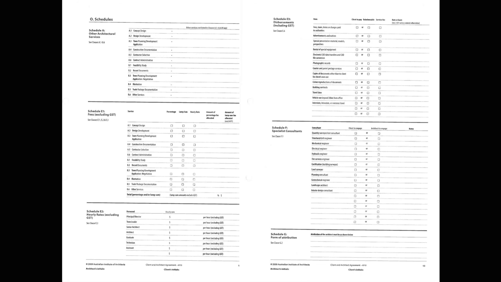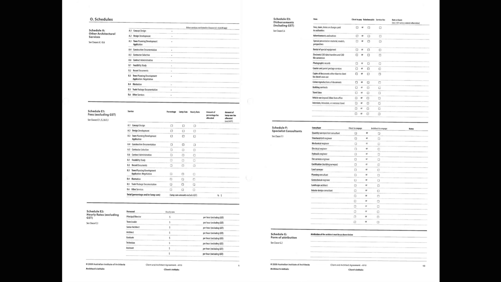This is probably the most important page in the agreement, because it goes through some key things, such as the services that are provided, as you can see there in Schedule A. The other architectural services that are provided, so those are the extras. And then in Schedule E1, you have the fees and the fee stages as agreed.